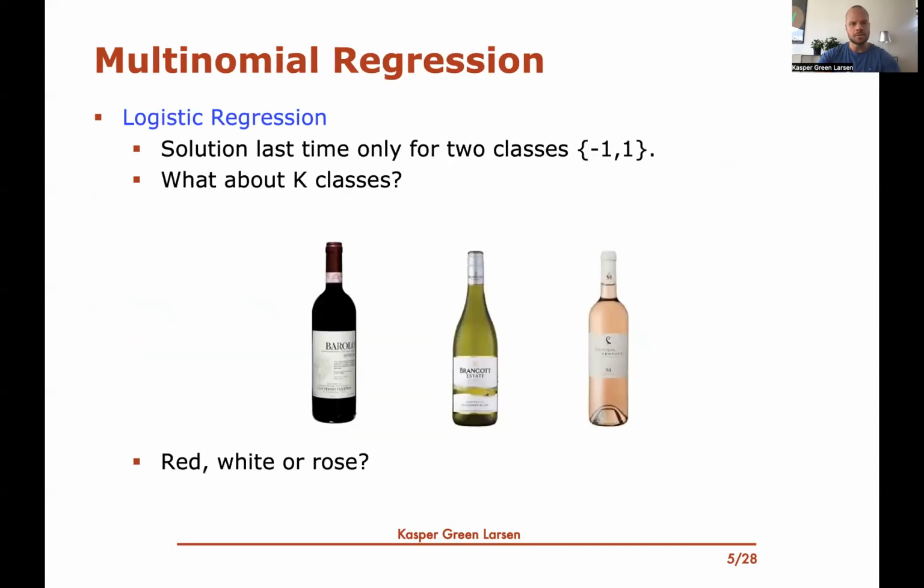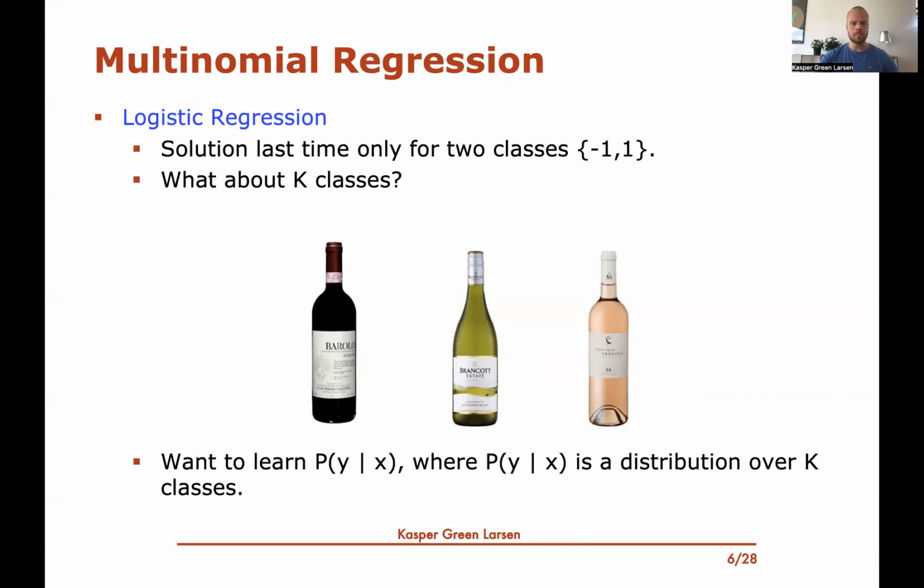So in this video, we'll introduce what's called multinomial regression, or multinomial logistic regression. For the solution that we saw last time, vanilla logistic regression, we assumed that there are only 2 classes, -1 and +1. The question is what happens if we have k classes instead. For instance, we're predicting whether a wine is a red wine, white wine, or rosé. So there are multiple different classes, and we have to output one of them.